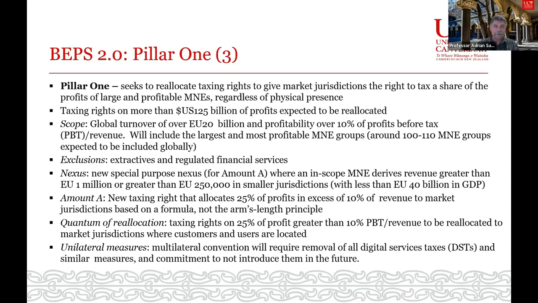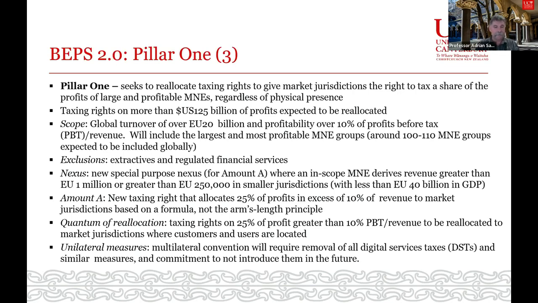That's why amount A is held to be quite controversial from some people, because the traditional approach to dealing with transfer price allocations is the arm's length principle. What this is going to do is to use a formula, and this is where those who are strong advocates of formula apportionment get excited, that we're starting to see potentially a little bit of a move away from a well-established principle. In terms of the quantum of reallocation, taxing rights on 25% of the profit greater than this 10% is to be reallocated to market jurisdictions where the customers and users are located. So when we're talking about market jurisdictions, we're focusing on the customers and end users.